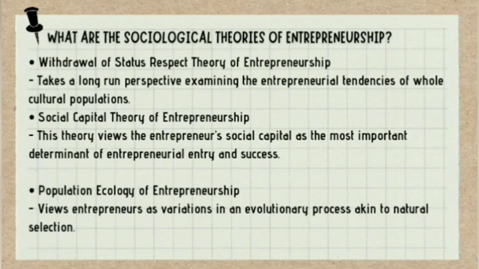Population ecology of entrepreneurship views entrepreneurs as variations in an evolutionary process akin to natural selection. The theory is about the tension between the need to be considered legitimate in order to compete, but also the need to be competitive. As more organizations enter the market, they become increasingly legitimate. But this leads to greater competition, making survival more challenging.